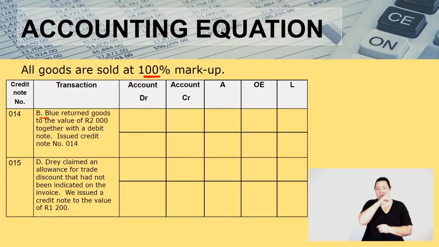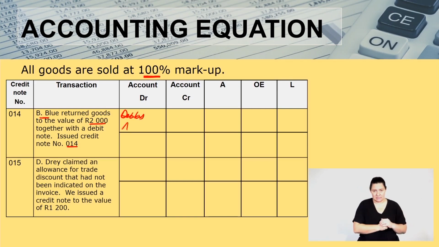Here it says B Blue returned goods to the value of 2,000 together with a debit note, that is 014. Which account do I debit? Debtors allowances. And once I debit my debtors allowances, remember, it is decreasing my sales, which is my income. That means I'm now coming to my owner's equity, minus. All right? Minus how much? Here, returned goods of 2,000. Minus 2,000.